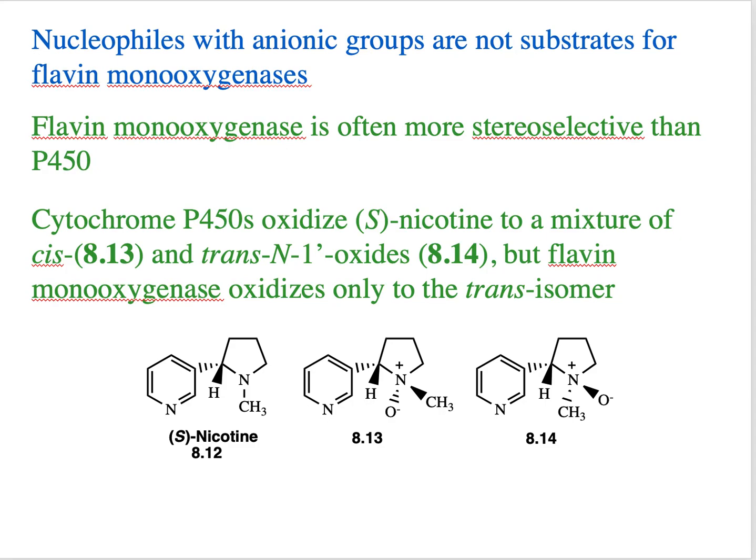Nucleophiles with anionic groups, they're not substrates. So flavin monooxygenase is more selective. It's more stereoselective. For example, they both oxidize nicotine, both cytochrome P450 and flavin monooxygenase, but flavin monooxygenase only gives one isomer, whereas cytochrome P450 gives two. And so that gives you an idea that these enzymes are a little bit different. The active sites are a little bit different, and they're more selective.